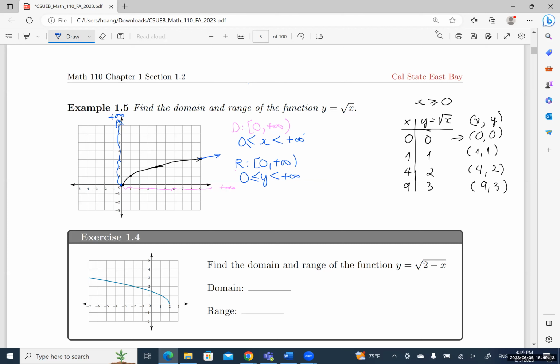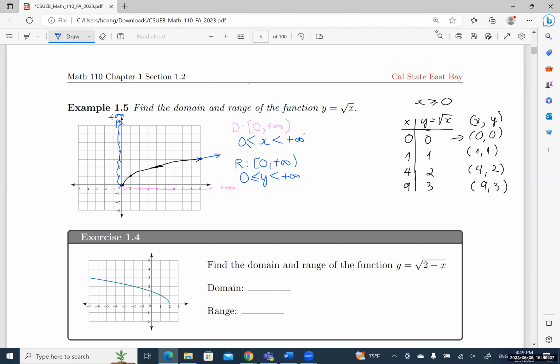Okay, so yeah, that is, for example, 1.5. Okay, so you can go ahead and try 1.4 and tell me the domain and range of the function y equal to 2 minus x.